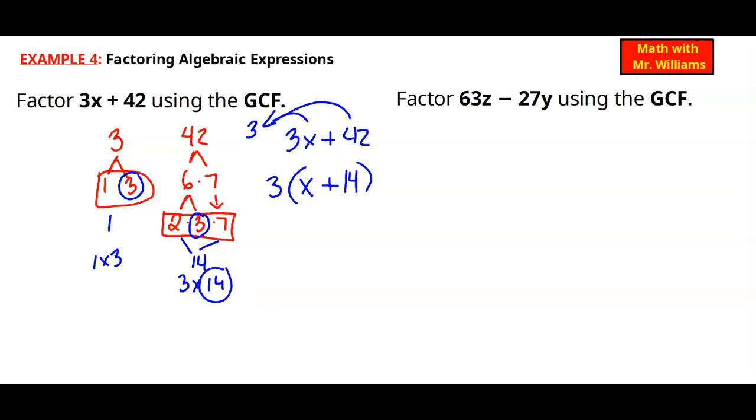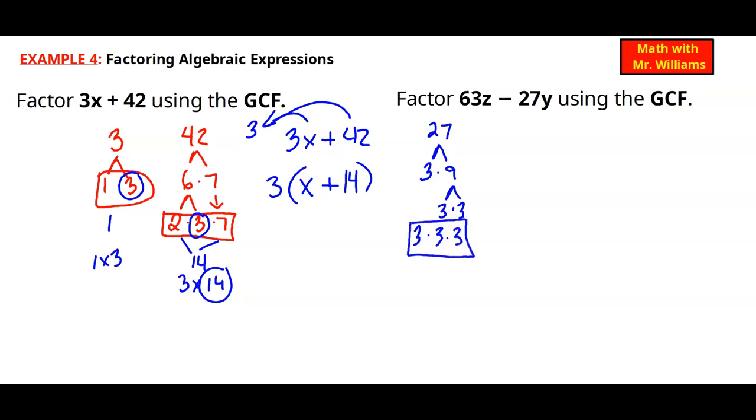And so there's the first one. All right, the second one, we have a 63 and a 27. I like to start with the smaller numbers, so let's go ahead and break up the 27. And that gives me 3 times 9. Let's go ahead and break up the 9 since the 3 is a prime number. That would give me 3 times 3. So my factored form would be 3 times 3 times 3. Those are all my factors for 27.